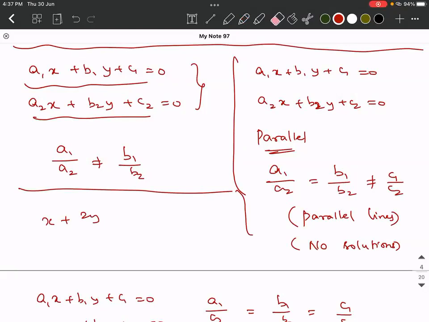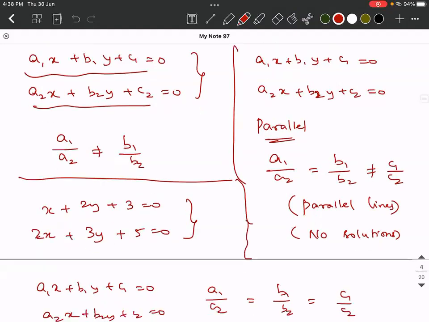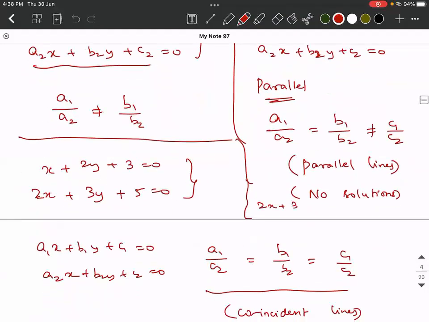x plus y, 2y plus 3 equal to 0. Can I take it like this? Then if I take 4y, what will happen? 2x plus 3y plus... Okay, these two lines will definitely intersect, no doubt on that. Then what about this thing? 4y plus 5. Plus 5 is okay. 5 or 6, whatever you want. 5 is okay.